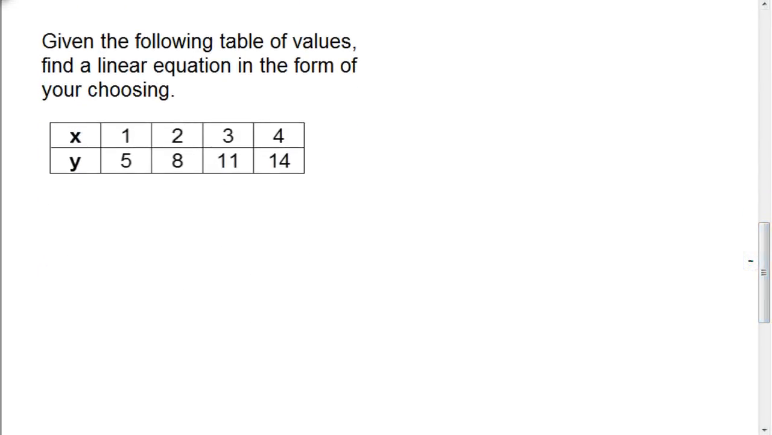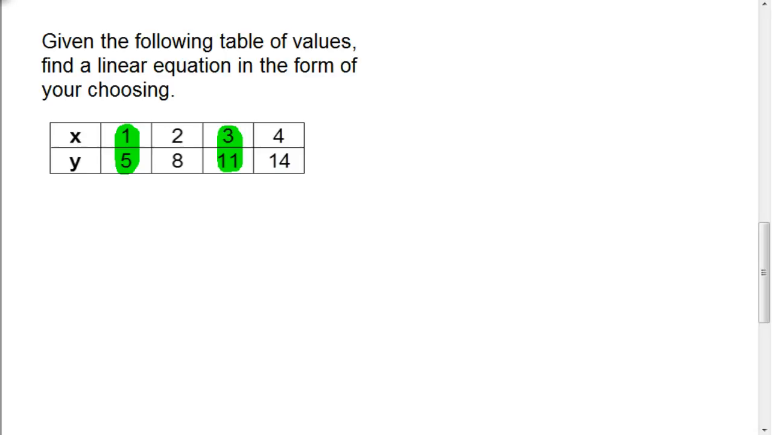For example, let's look at this one. It says, given the following table of values, find a linear equation in the form of your choosing. You can see again from this table that we don't know what the slope is, and we don't know what the y-intercept is. So my first step is to figure out what the slope is. I'm going to pick any pair of points here. It doesn't matter what pair of points you use. We could use 1 and 5 and 3 and 11, or the 1 and 5 and the 2 and 8. Again, it doesn't matter what pair we choose. I'm going to use these two, though.